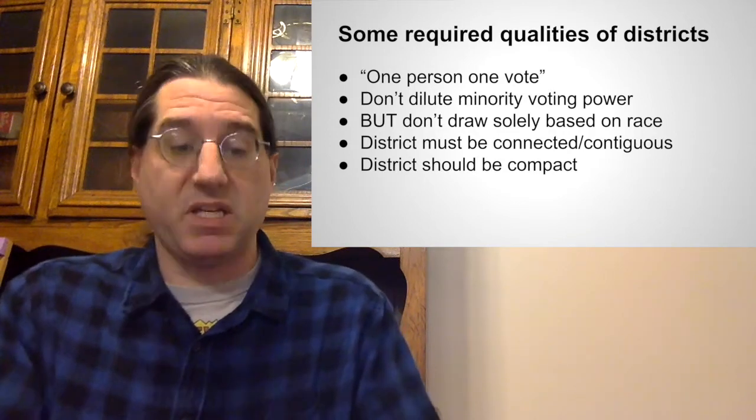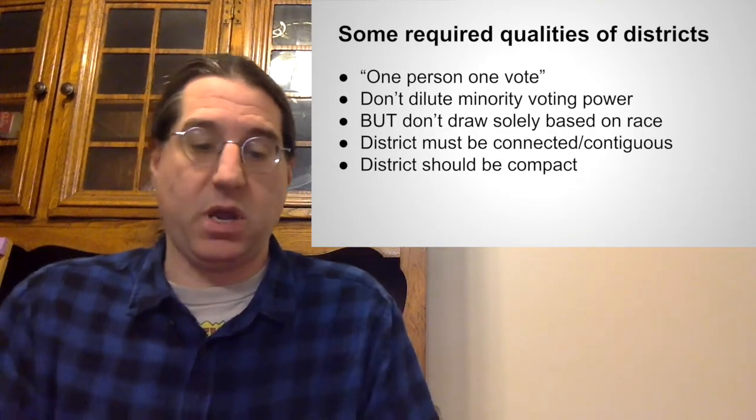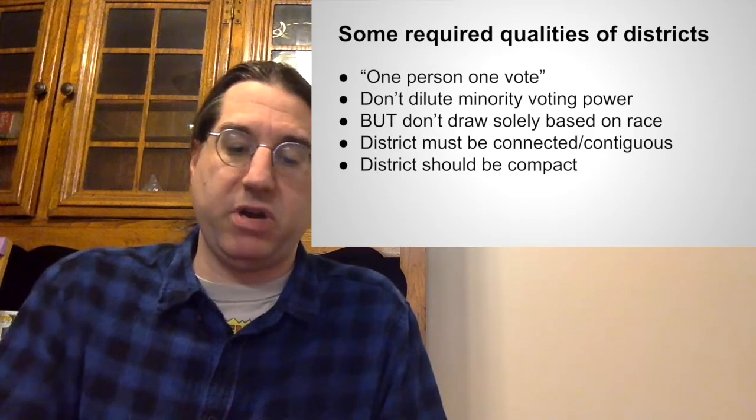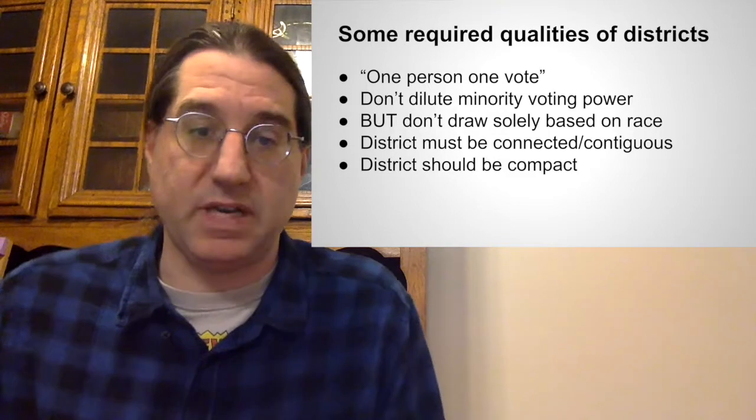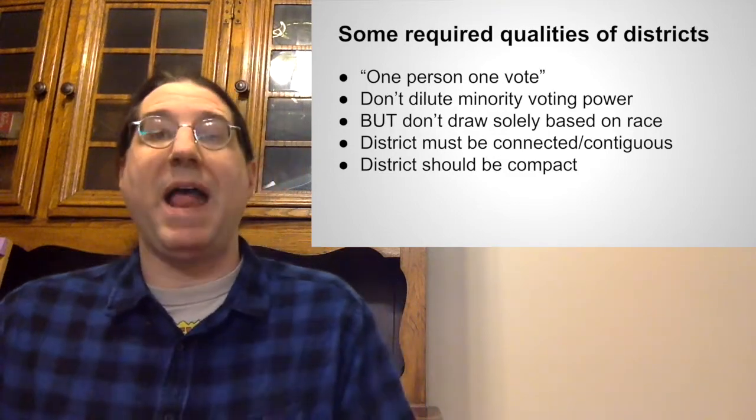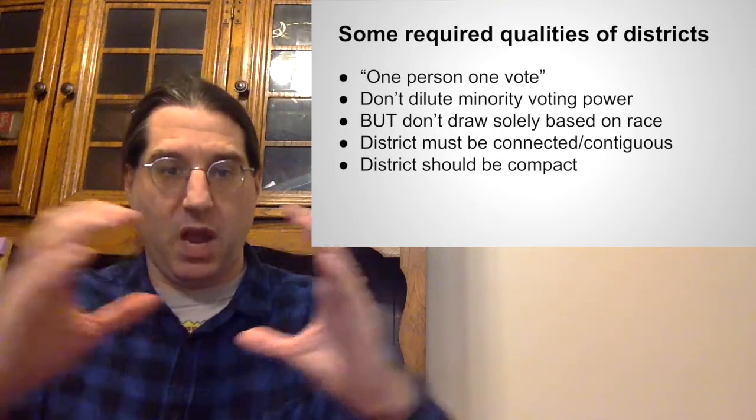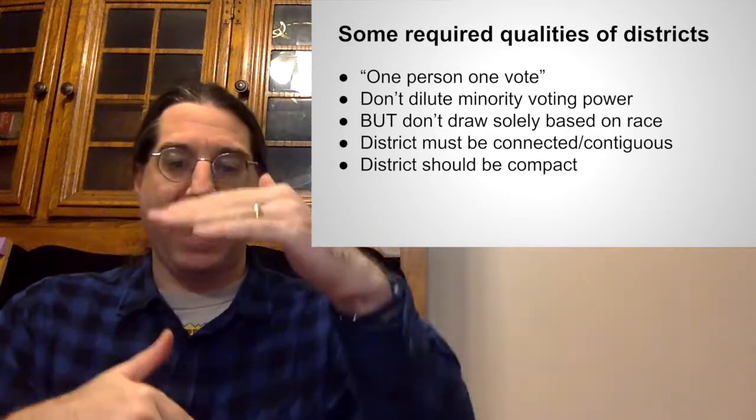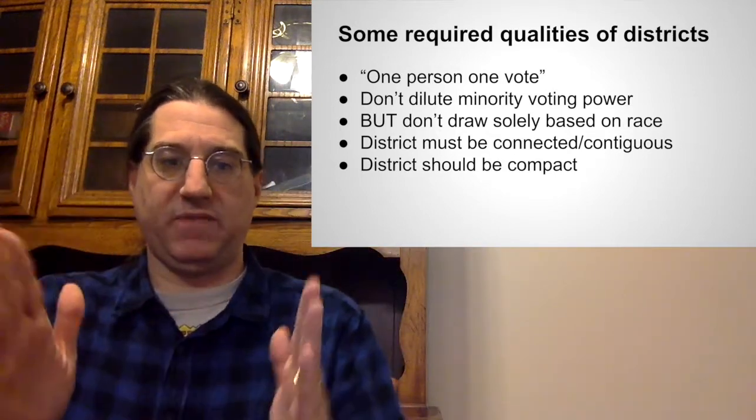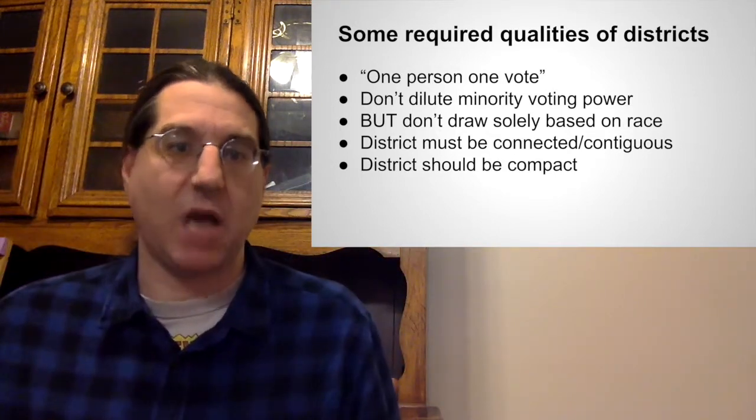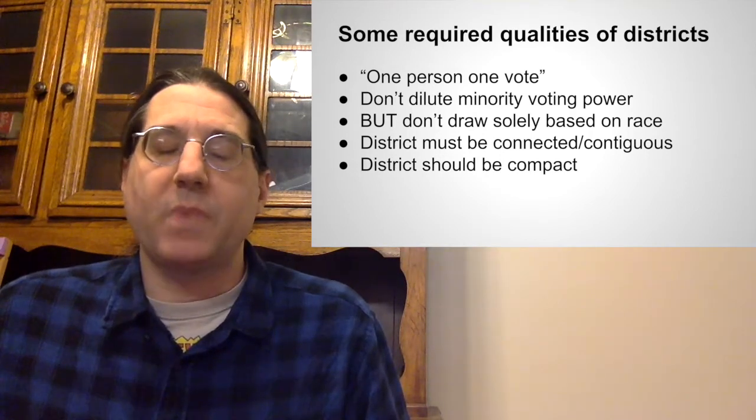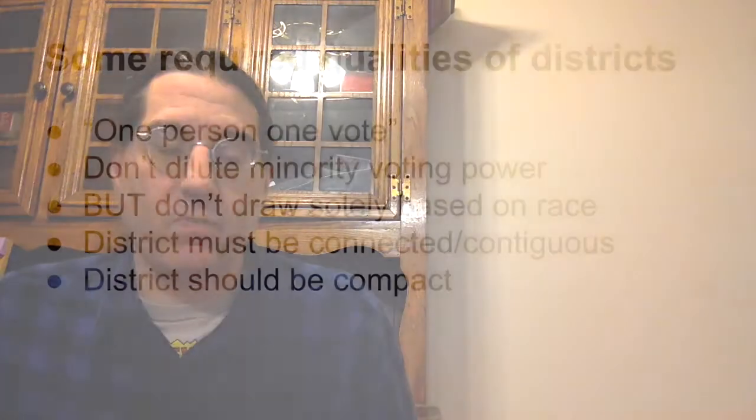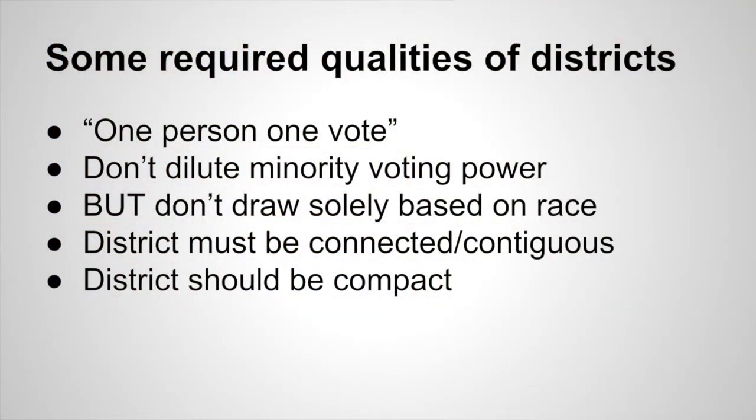The district must be all connected or contiguous. You can't have part of the district in the northeast corner of the state and the other part of the district in the southwest corner. And as much as possible, the district should be compact and close together so that the people in the district live somewhat close to each other and have some things in common. If you violate these rules, then the map might be rejected.